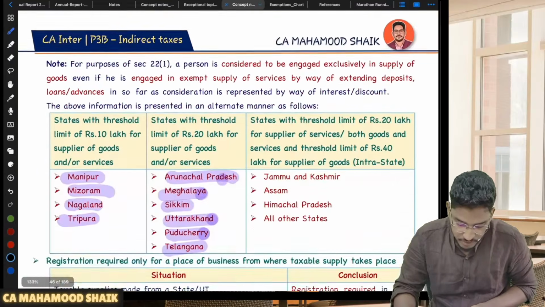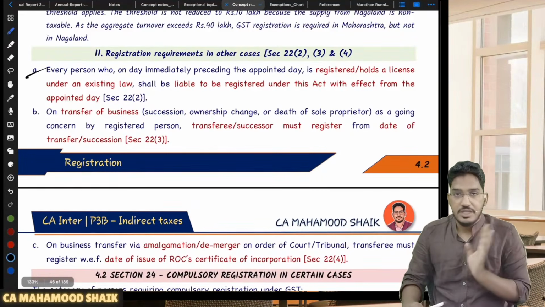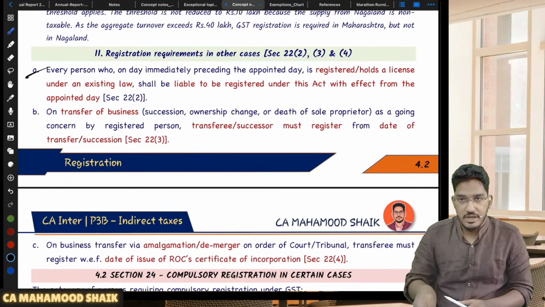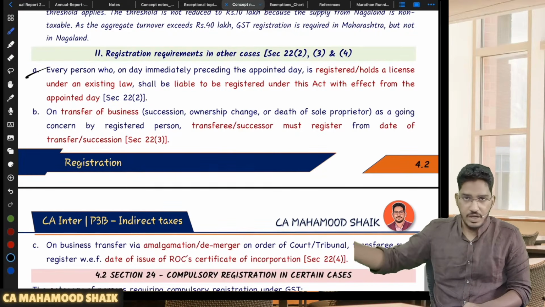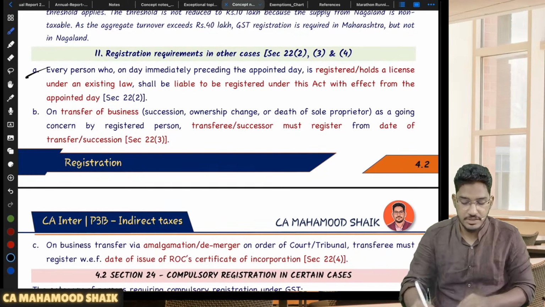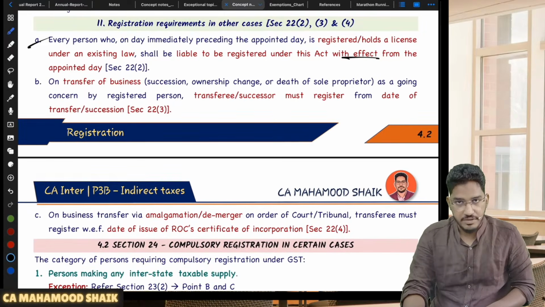We have 22 subsection 2, which says that if you are already a registered person, before this GST Act came into picture, if you are already registered under existing tax laws, you become liable for compulsory registration under the new Act. So that is one thing, 22 subsection 2. If you are already registered under earlier laws, now you become liable for compulsory registration with effect from the effective date.